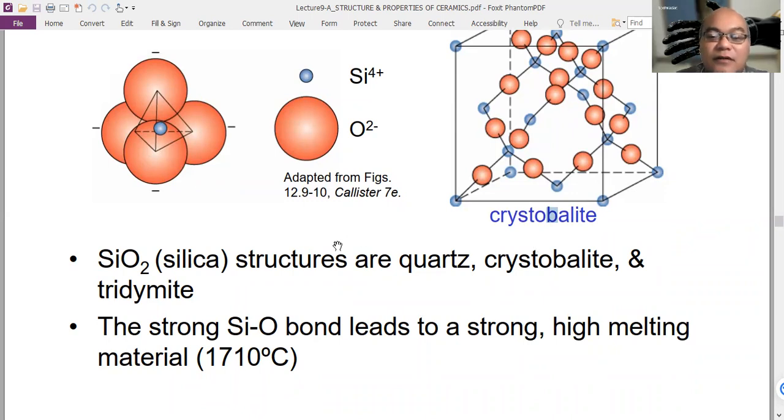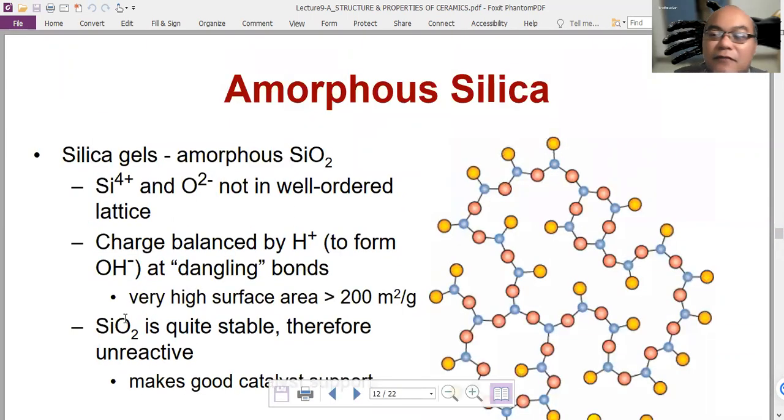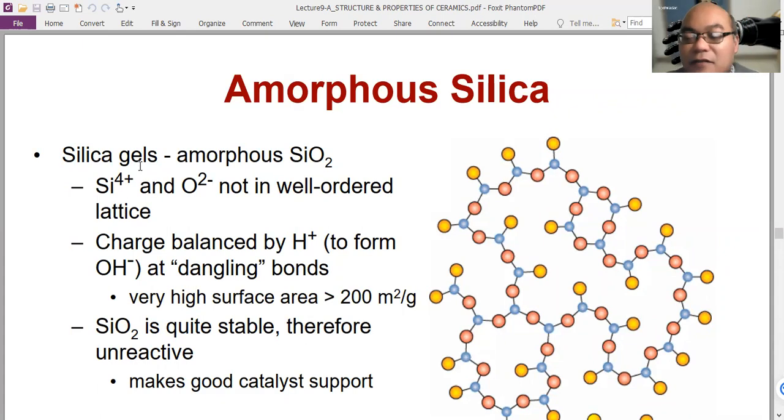The strong silicon oxide bond leads to a strong, high-melting material. It is very difficult to melt silica, above 1710 degrees Celsius. But when it is not in a crystalline structure, when it is amorphous, then it is softer. For example, in silica gels, I believe you are quite familiar with silica gels. Usually silica gels are put near the lens, or near a smartphone, and they can absorb water vapor easily, so that they reduce the humidity.